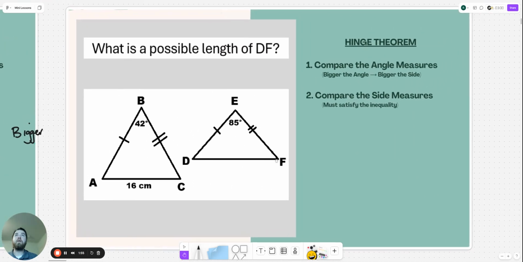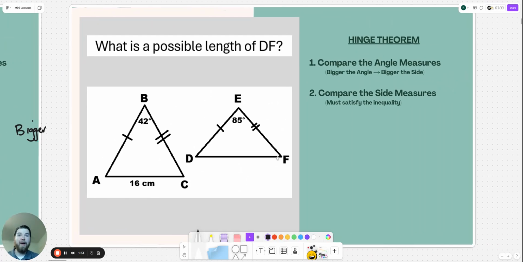All right. The last one that we have here is just a broad application of the Hinge Theorem, but it's saying what is a possible length of DF? Now, this is not asking you for an exact answer, because it's impossible to do that with the limited information that we have. But what we can do is think about what the actual length might end up being. So we've got angle B is 42 degrees, and then we've got angle E is 85 degrees. We look at the sides that are across.